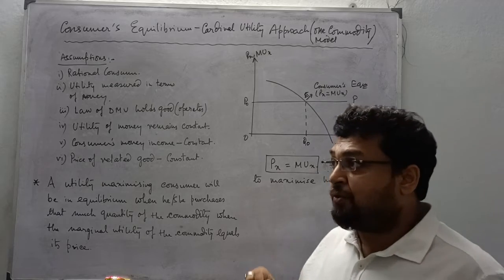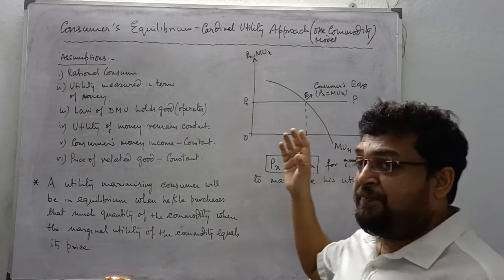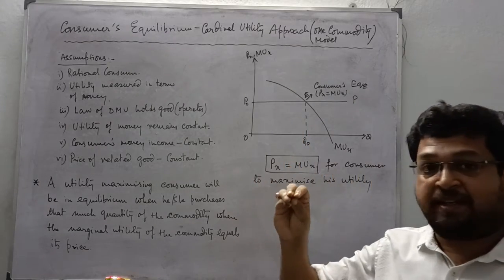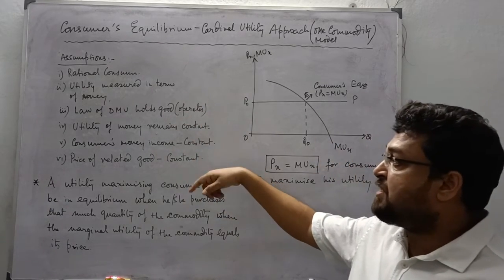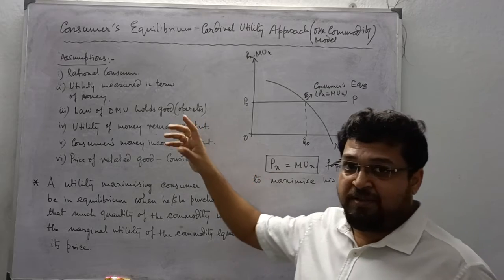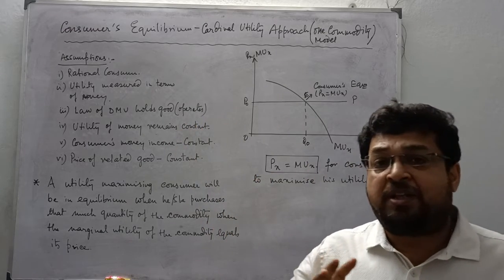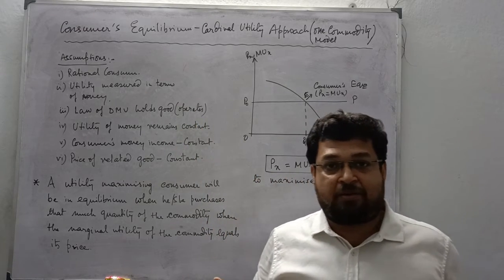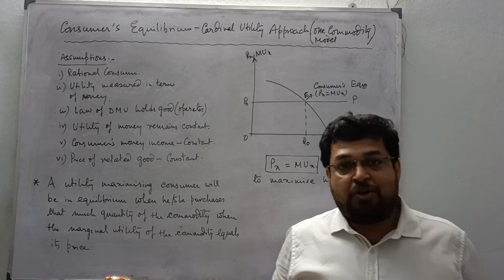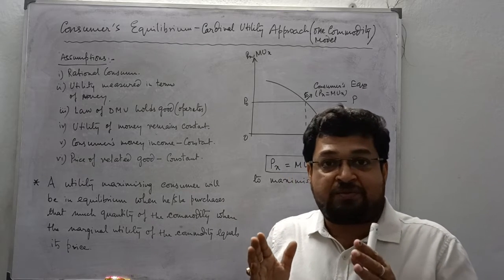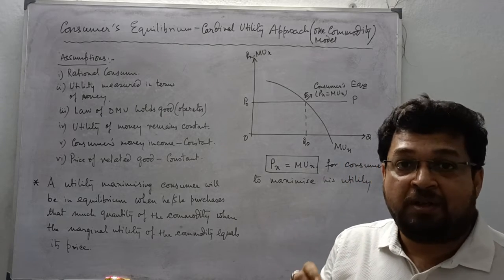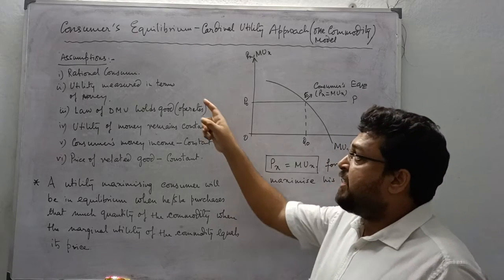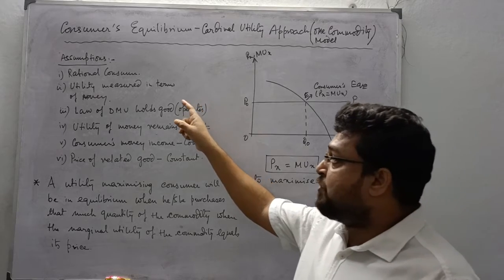Before going into the theory of how a consumer attains equilibrium, certain assumptions are there for the theory. Every theory has certain assumptions because there are so many variations in normal consumer behavior. To establish a theory, you need to restrict some things. Otherwise, you cannot come to a particular conclusion. So the assumptions are: the consumer is a rational consumer.